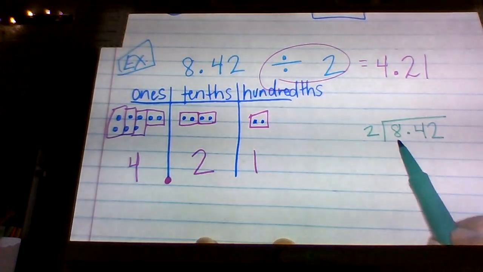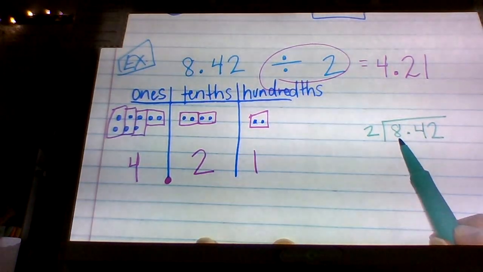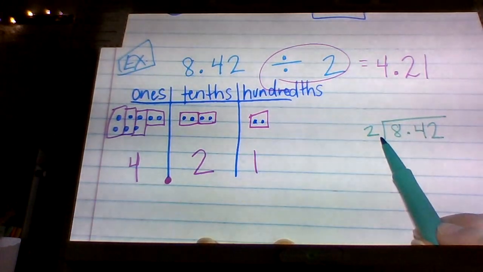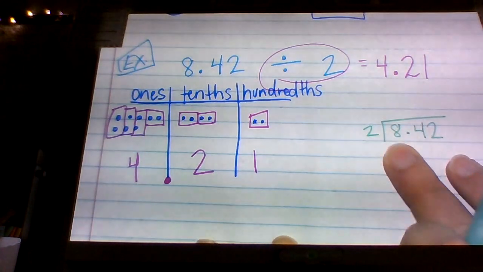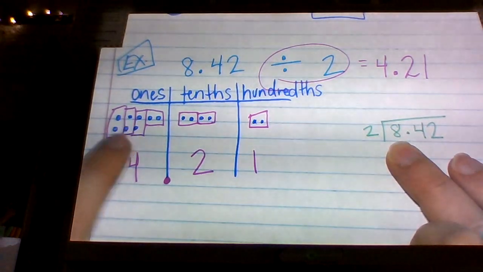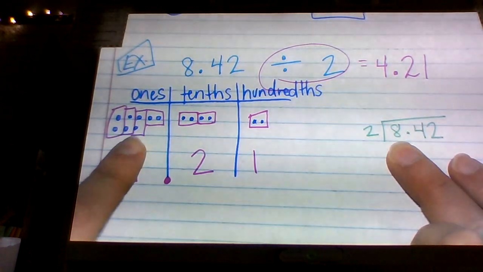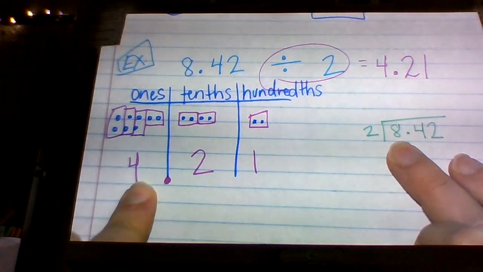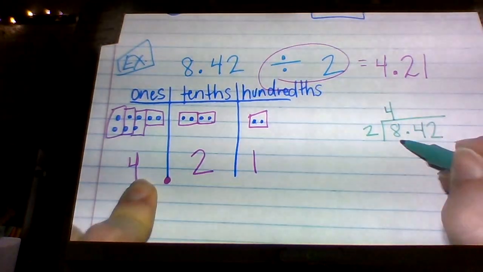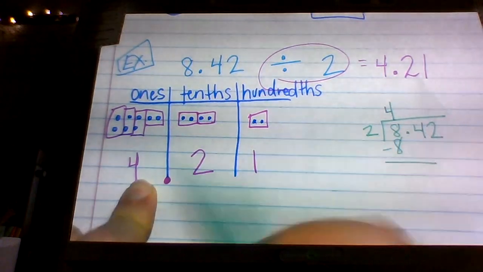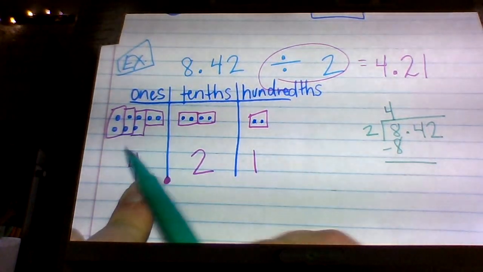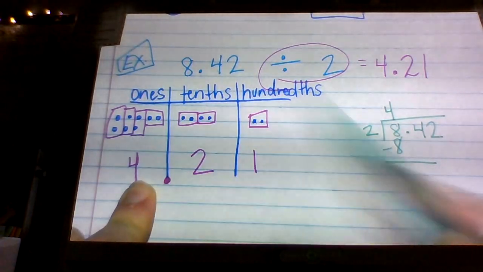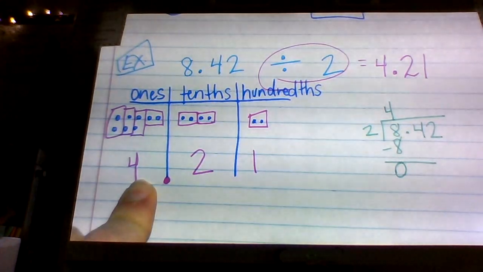As a parent, we would say, okay, here's 8. How many groups of 2 can I make if I have 8? Well, if you look back at the place value chart, we had 8 ones. We made groups of 2. We can make 4 groups of 2 because 4 groups of 2 is 8. Were there any ones left over after I made 4 groups of 2? No, there weren't.